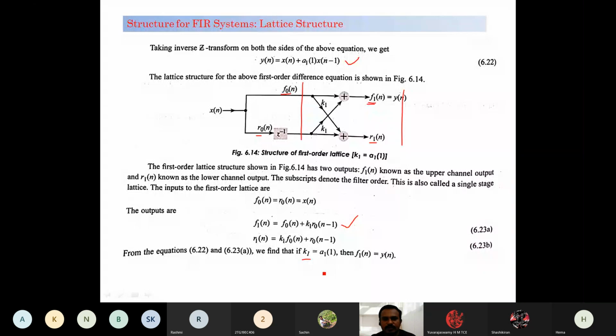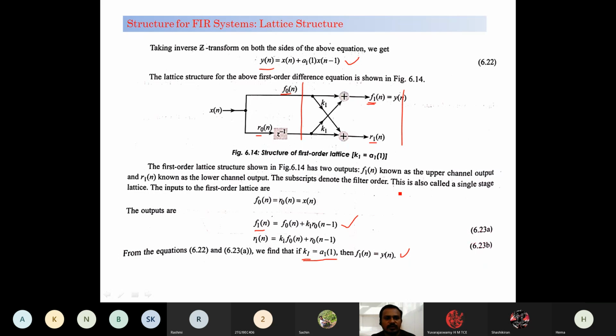So if you compare these two equations, what values do you need to consider for k1? By comparing these two, we come to know f1 of n is nothing but y of n, meaning the upper channel output is the exact output from the system. And what about this value of k1? K1 is nothing but the coefficient of x of n minus 1, that is a1 of 1.